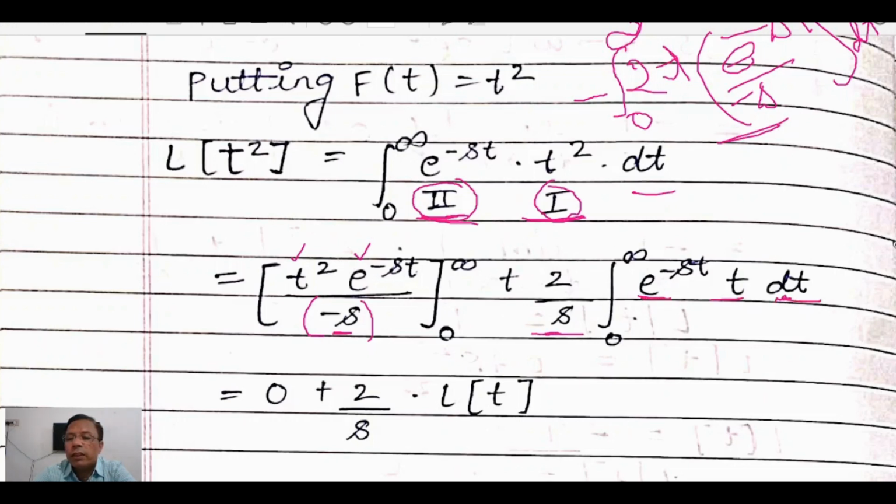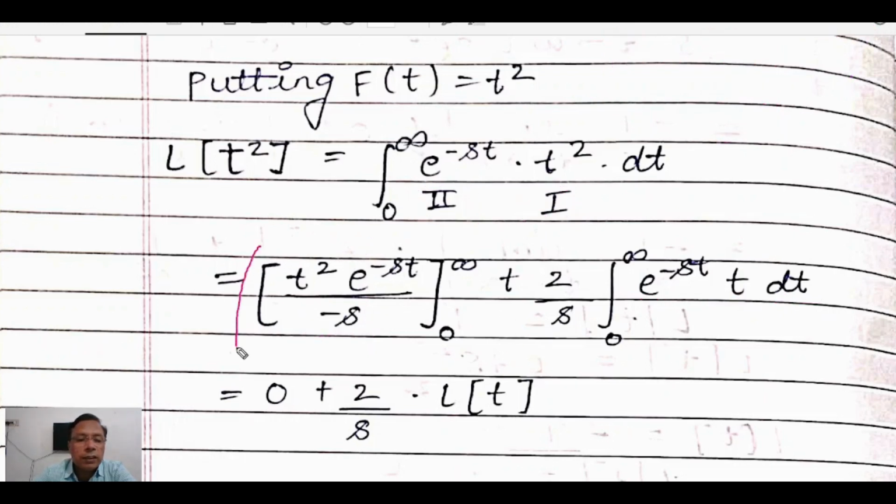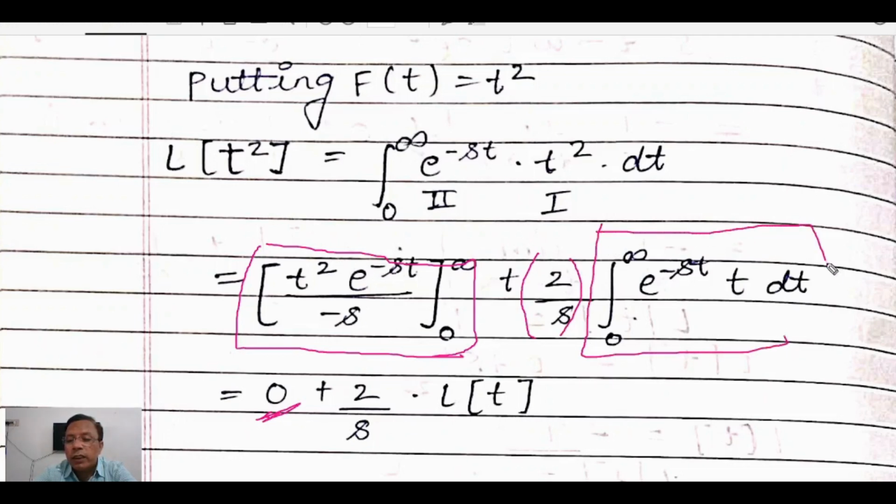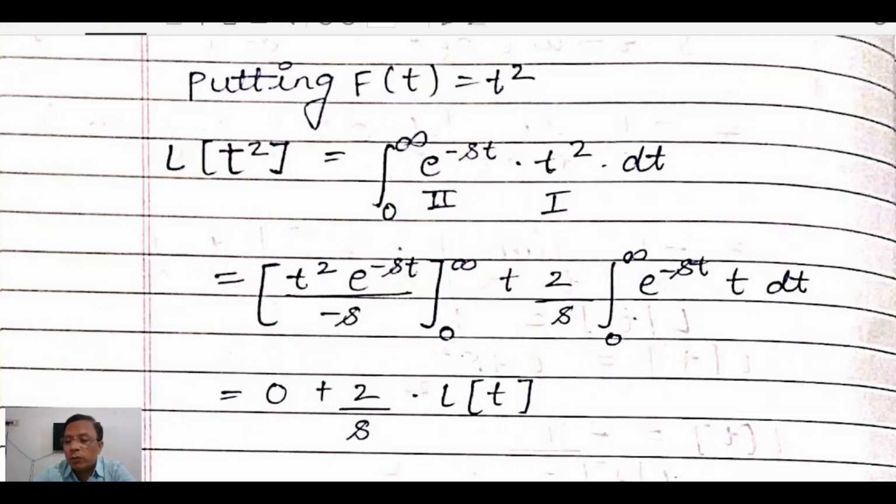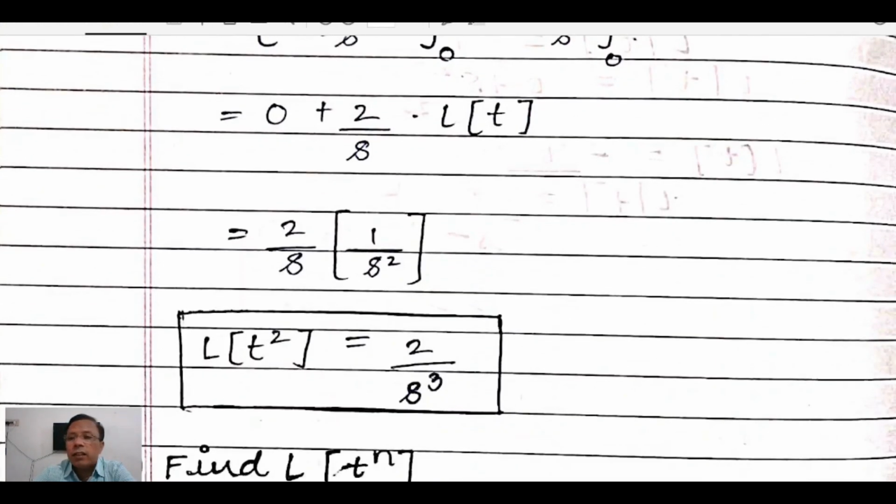On solving and simplifying, we have this value plus 2 upon s integral 0 to infinity e power minus st into t into dt. So on solving this term of limit by using the indeterminate form, we get this term equal to 0, and we have 2 upon s and this value equal to Laplace of t. So we can write this term as equal to Laplace of t, and we know that Laplace of t equal to 1 upon s square. So we have 2 upon s into 1 upon s square. So Laplace of t square equal to 2 upon s power 3.